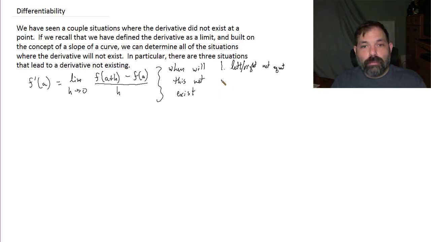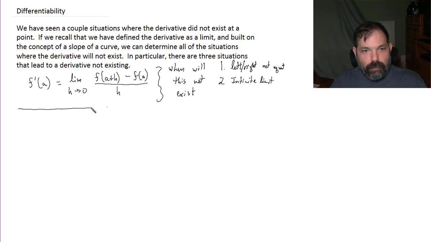We know that if this limit is infinite, we have an infinite limit, then we've said that officially that limit does not exist, but we called it infinity. Those were the two big situations where the limit did not exist.